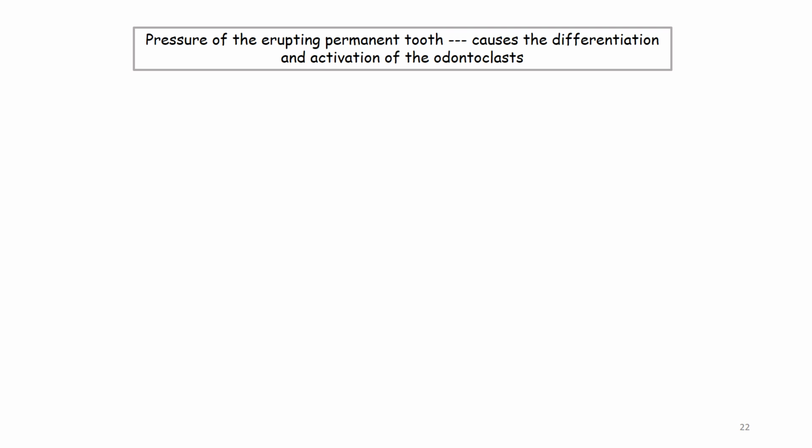Although never proven, it was believed and is still assumed that the pressure from the erupting permanent tooth causes differentiation and activation of the odontoclasts. Among the components of the erupting permanent tooth, the dental follicle and stellate reticulum seem to play important roles in the resorption of the deciduous roots.